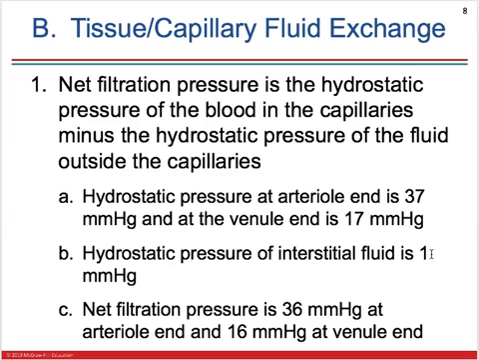So the net hydrostatic filtration pressure then is about 37 millimeters of mercury at the arterial end. That is 37 millimeters of mercury minus 1 to make 36 at the arterial end. And it's about 16 at the venous end. That is 17 pushing it out in the capillaries, and the 1 millimeter of mercury of hydrostatic pressure in the interstitial space, pushing it back in.